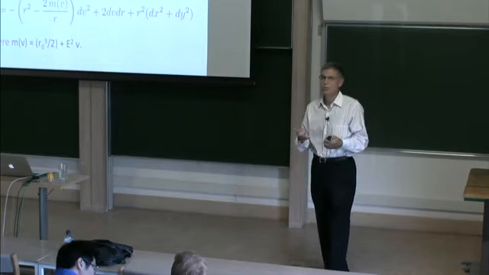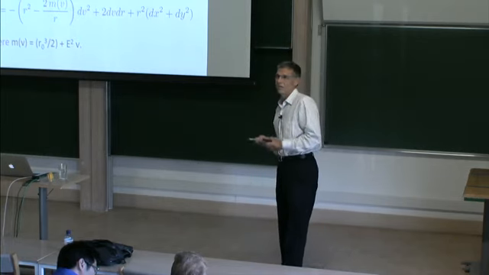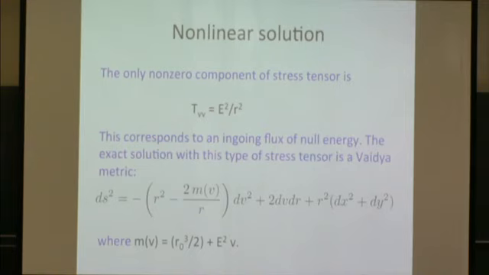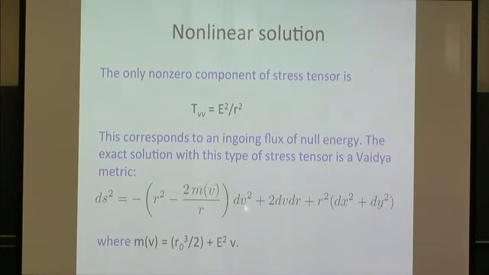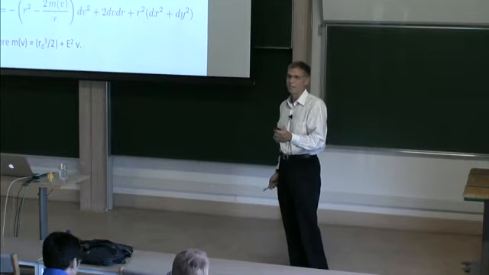But we know the exact solution with a stress tensor of this form. That's called the Vaidya metric. And so the exact solution of Einstein-Maxwell with this Maxwell field is just a Vaidya metric, which has the same form as Schwarzschild over here. The only difference is that the coefficient of dv squared now becomes v dependent and looks like r squared minus 2m(v) over r, where this function m(v) is what we had before, r_0 cubed over 2, plus E squared times v. This corresponds to a black hole, which is growing in time.